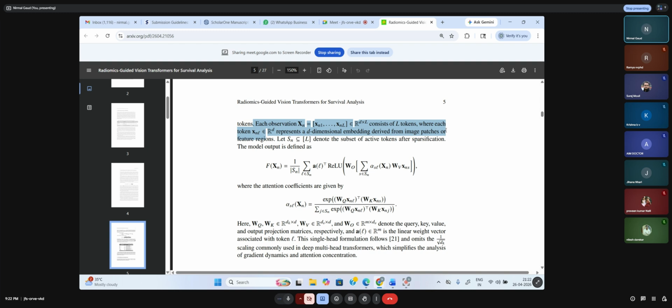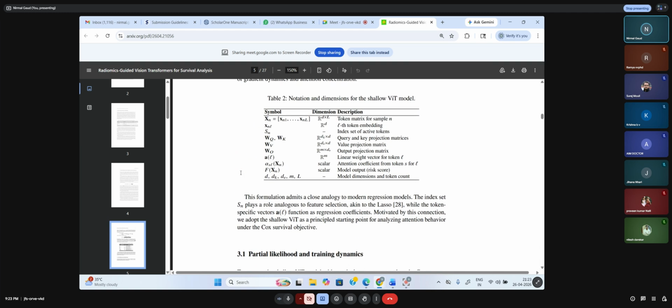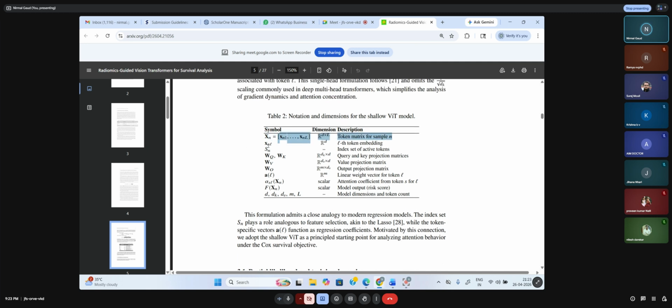Okay, and then the subset of active tokens after sparsification, we need to find the active tokens and then apply this formula. This is the risk factor, this is the risk formula, and then this is the attention formula. That's the game which the authors did, and everything is mentioned, what it means, what xn, xnl, xn, wq are. These are the weights. Okay, this is the linear weight, this is attention. Attention coefficient, all these things are mentioned in the research paper, you can read.